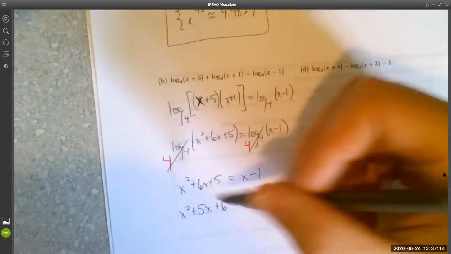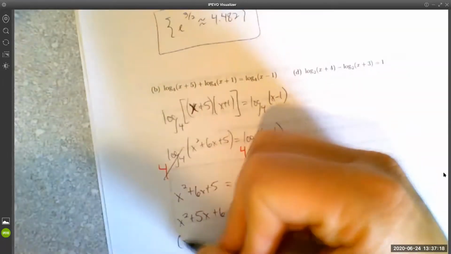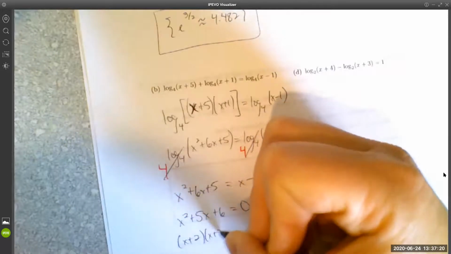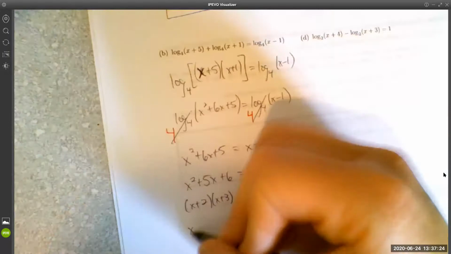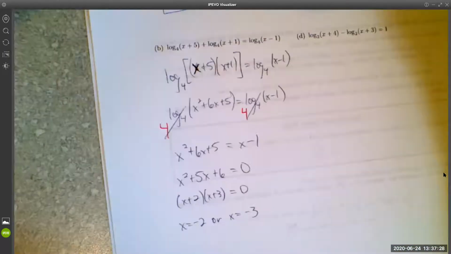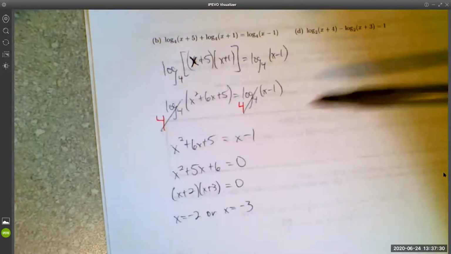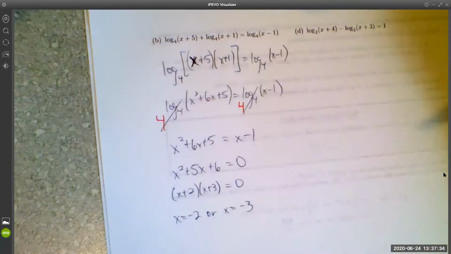But nonetheless, that is correct. Now we factor this thing. I think x plus 2 times x plus 3 will do the trick. And so then we get x equals -2 or x equals -3. Now don't forget, like I did in part A, you have to check your solutions, right?